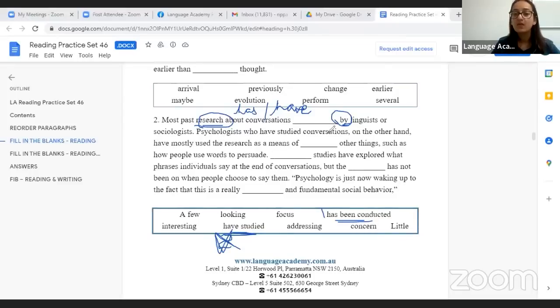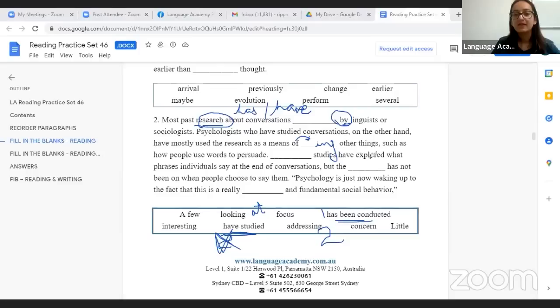Psychologists who have studied conversations, on the other hand, have mostly used the research as a means of dash other things. After of, we always use the ing form of verb. By and of, both of them come with the ing form of verb. So means of looking other things, with looking we say looking at other things. Means of interesting other things doesn't make sense, but we can say means of addressing other things. So that would be the right answer, such as how people use words to persuade.